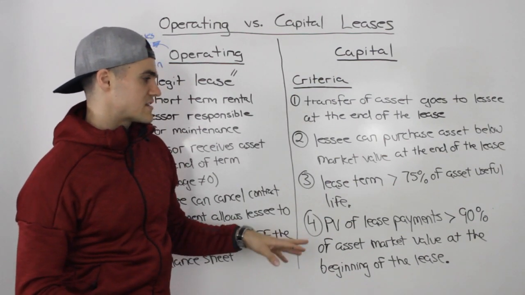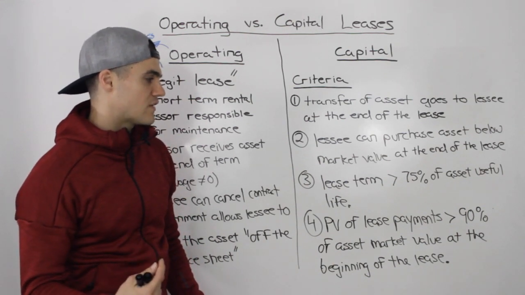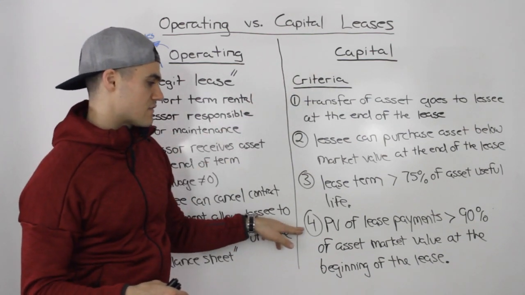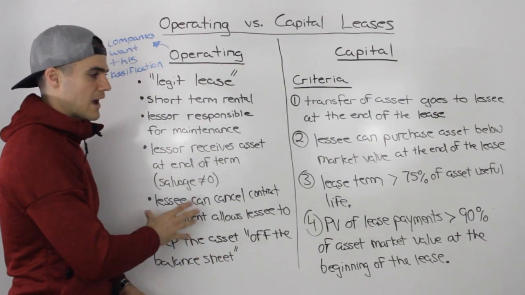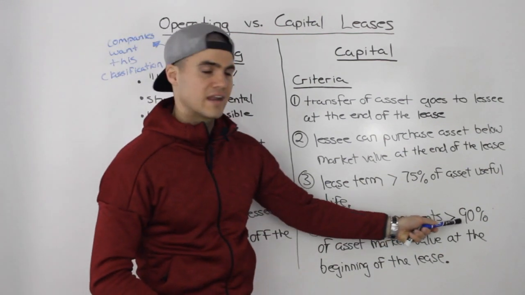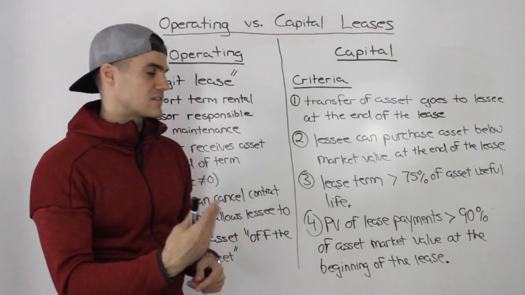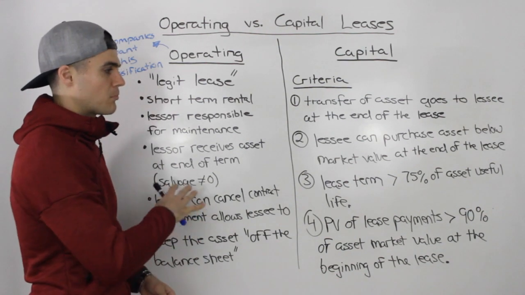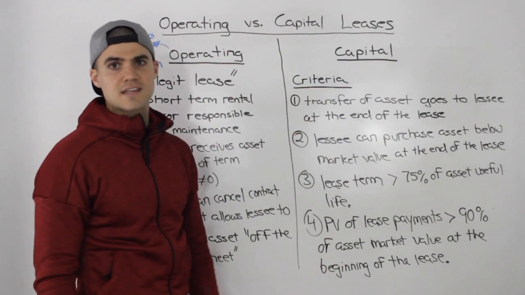And then number 4, if the present value of the lease payments is greater than 90% of the asset market value at the beginning of the lease, you have to classify it as a capital lease. Because if that happens, then that means that the asset is not being partially amortized. It's being very close to fully amortized. If you're amortizing greater than 90% of that asset value, then when you return the asset to the lessor, the salvage value is going to be close to 0. It's going to be fully amortized. It's not partially amortized. So you can't classify it as an operating lease. It has to be classified as a capital lease.